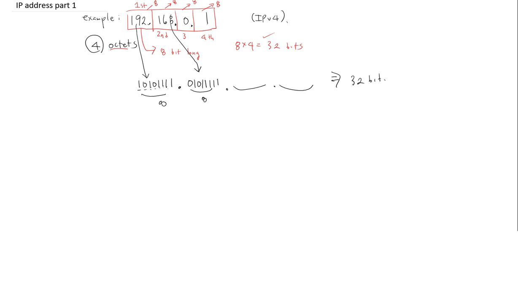And by the way, the first task is, when I give you an 8-bit binary number, you should be able to convert it to a decimal number. That's the first topic. For example, if I give you 10101111, you should be able to find the decimal number.